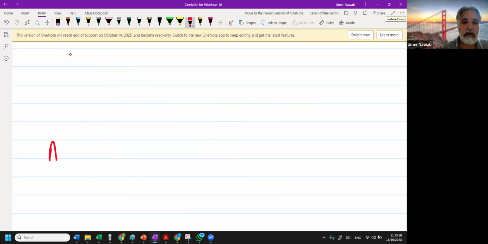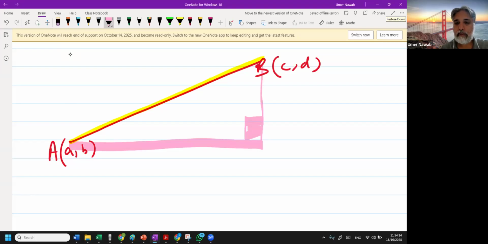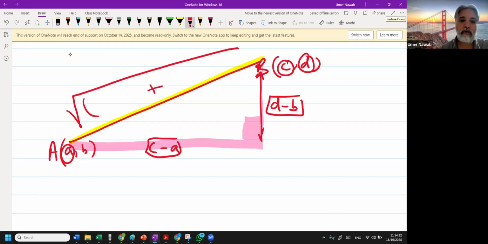If there is a point A, B, and a point C, D, and you want to find the distance between them, you can make a right angle triangle. From A to C, what is this distance? This is C minus A. And what is this distance, guys? This is D minus B. So can I apply the Pythagorean formula? The Pythagorean formula is like this: C minus A, and D minus B.